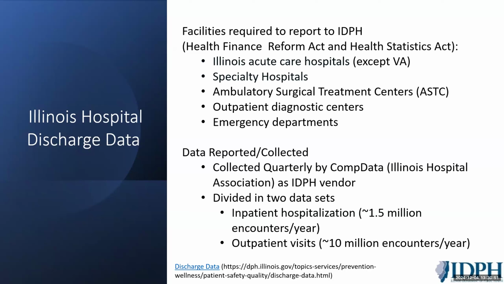It's divided into two data sets: inpatient, so it's hospitalization data, and outpatient visits. And you can see here, these are encounters. It is by visit, not by patient. We have that information, but these are line listings for encounters, okay? Visits. It is 1.5 million for hospitalization per year and 10 million encounters per year.